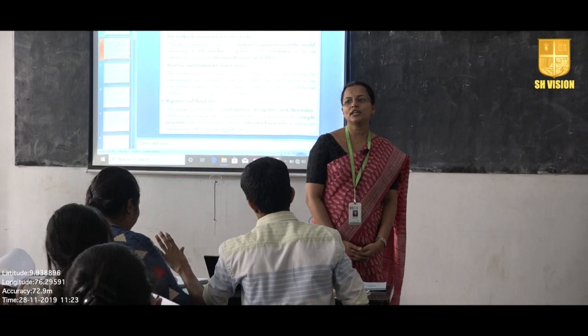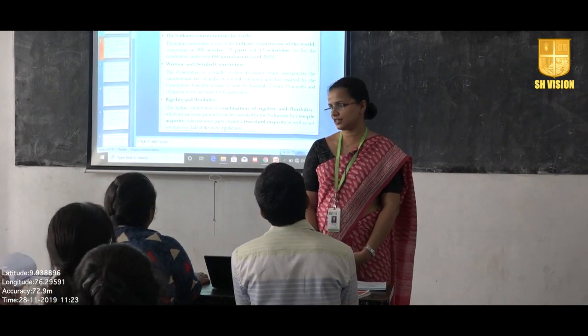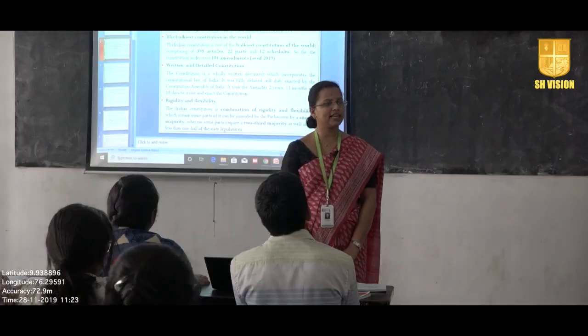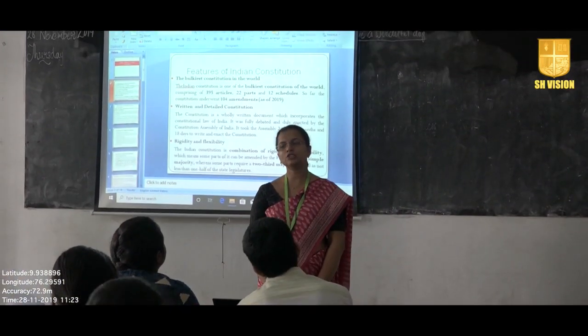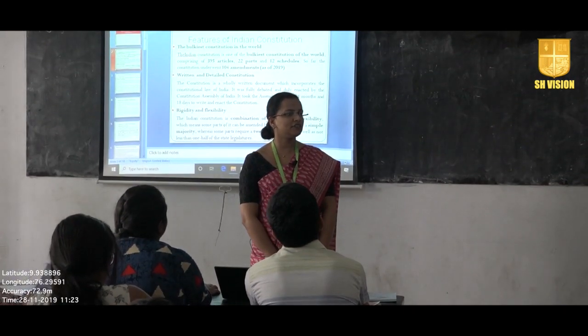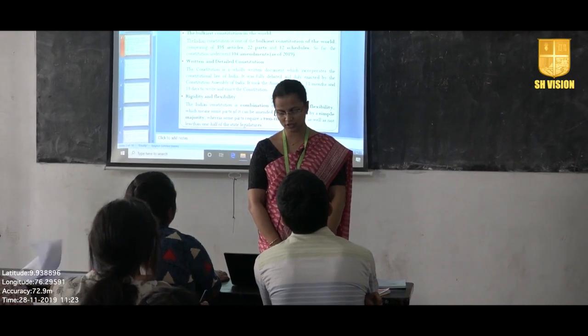Okay, good morning. So we will discuss the different features of the Indian Constitution today. First up, India has one of the bulkiest constitutions in the world, which means it has about 395 articles, 22 parts and 12 schedules. Up until 2019, we have had about 104 amendments to the Constitution.